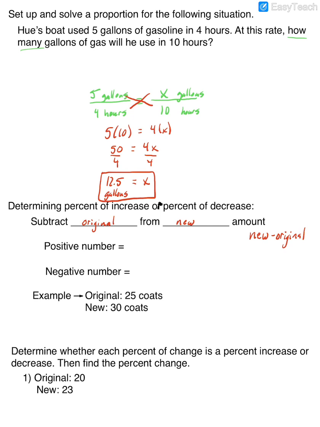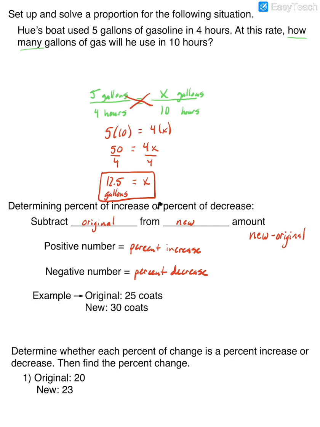A positive number means that it's a percent increase. That just means your new one was larger than the original. A negative number means it's a percent decrease. So it means that your new was smaller than the original. Okay.